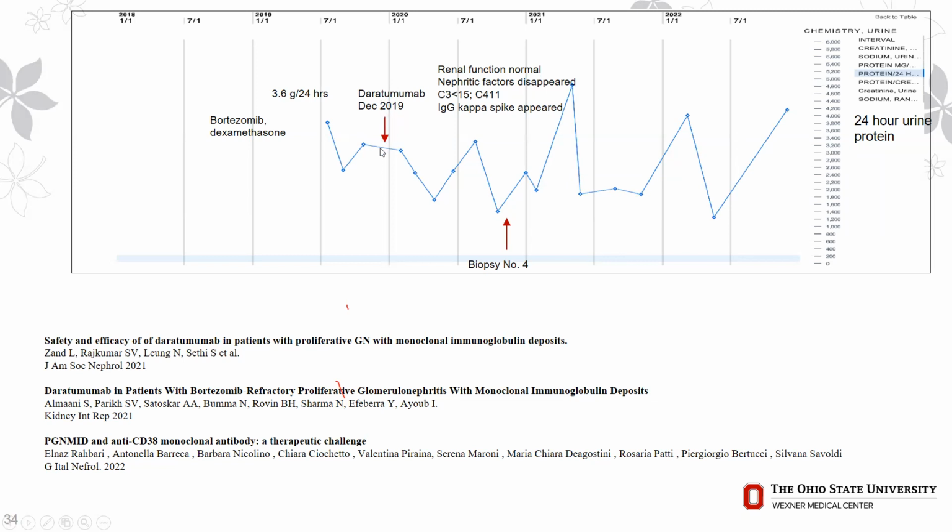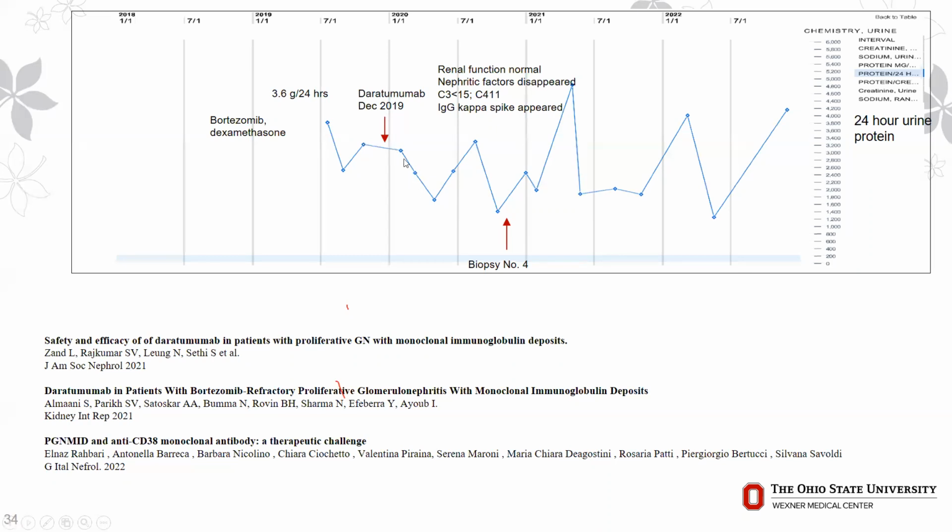It's an anti-CD38 drug. I can talk about it a little later, but these are some of the important reports on this drug. This paper was actually written by Selam Almani. He's a nephrologist in our group. And daratumumab has shown favorable outcomes in previously refractory PGNMID. So that is the drug that was started.